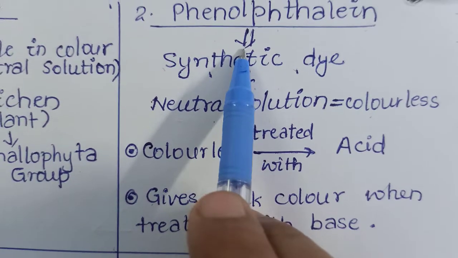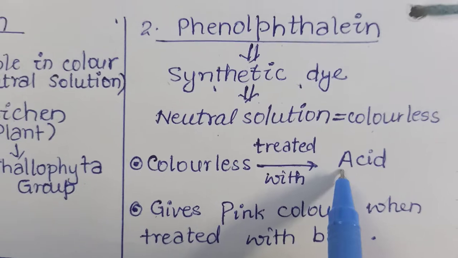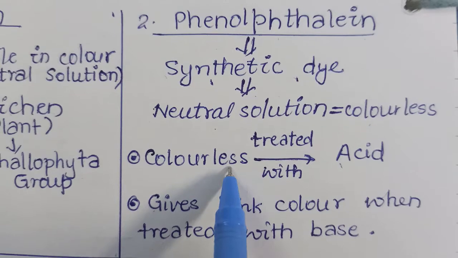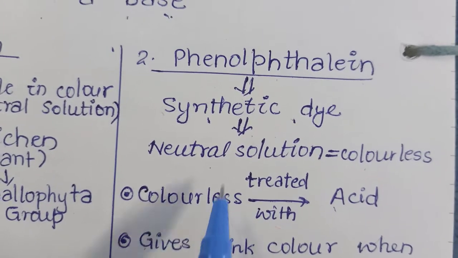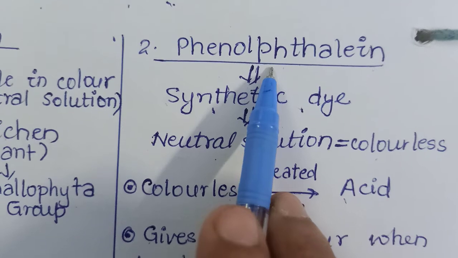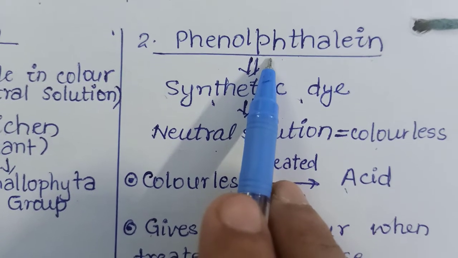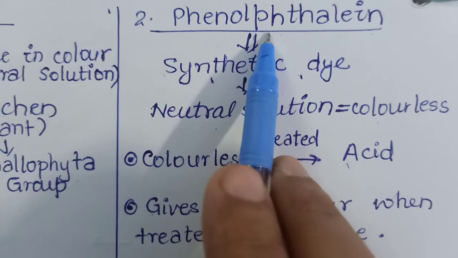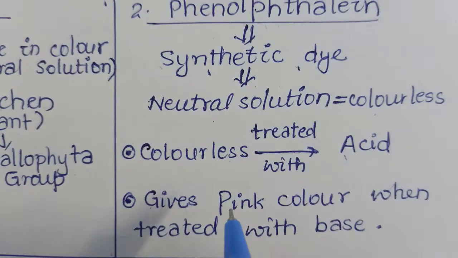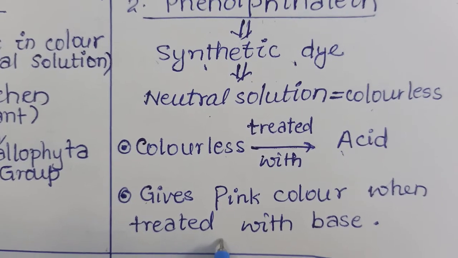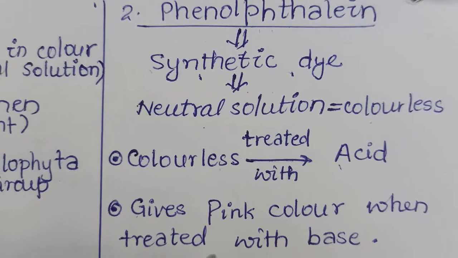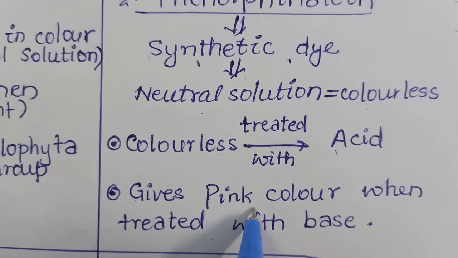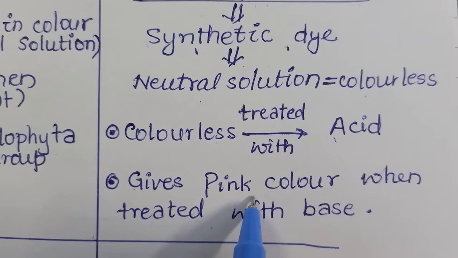When phenolphthalein is treated with acids, it remains colorless. But when it is treated with a base, it gives a pink color.